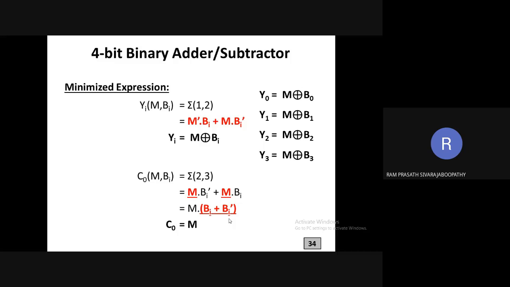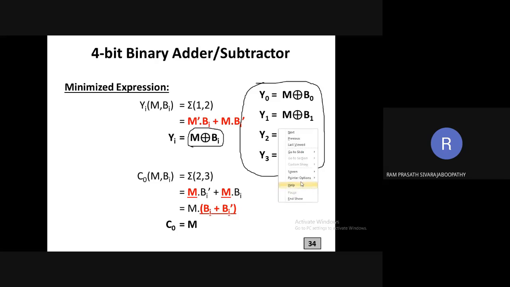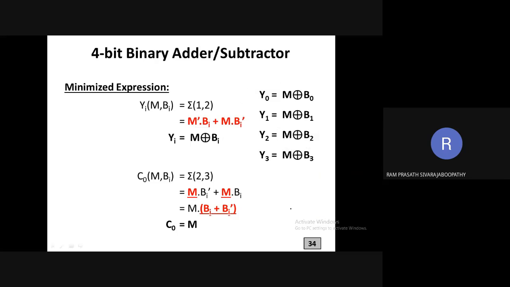So now, what should Y0 give me? What should Yi give? A common control input or select line M XOR with B0, B1, B2, B3 for the individual inputs of the full adder. What should the second input of the full adder be? M XOR with B0, M XOR with B1, M XOR with B2. It should be like that. Clear? Is it clear for all of you up to this? Did everyone understand so far?